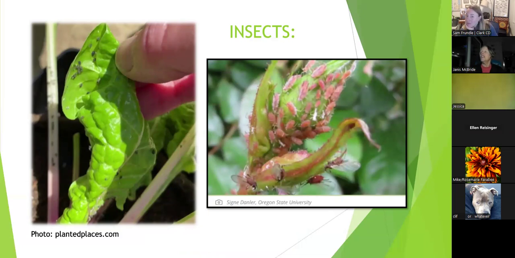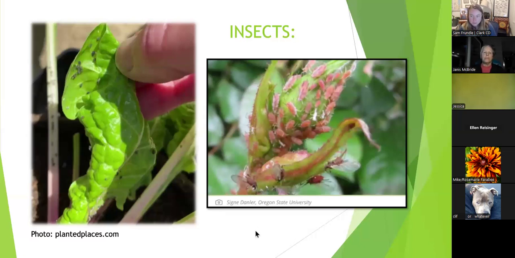Sherry is saying aphids. Exactly. So these are aphids. You've got black aphids, you've got green aphids, pink aphids. Depending on what they're eating, they change color. So what do we do with aphids?